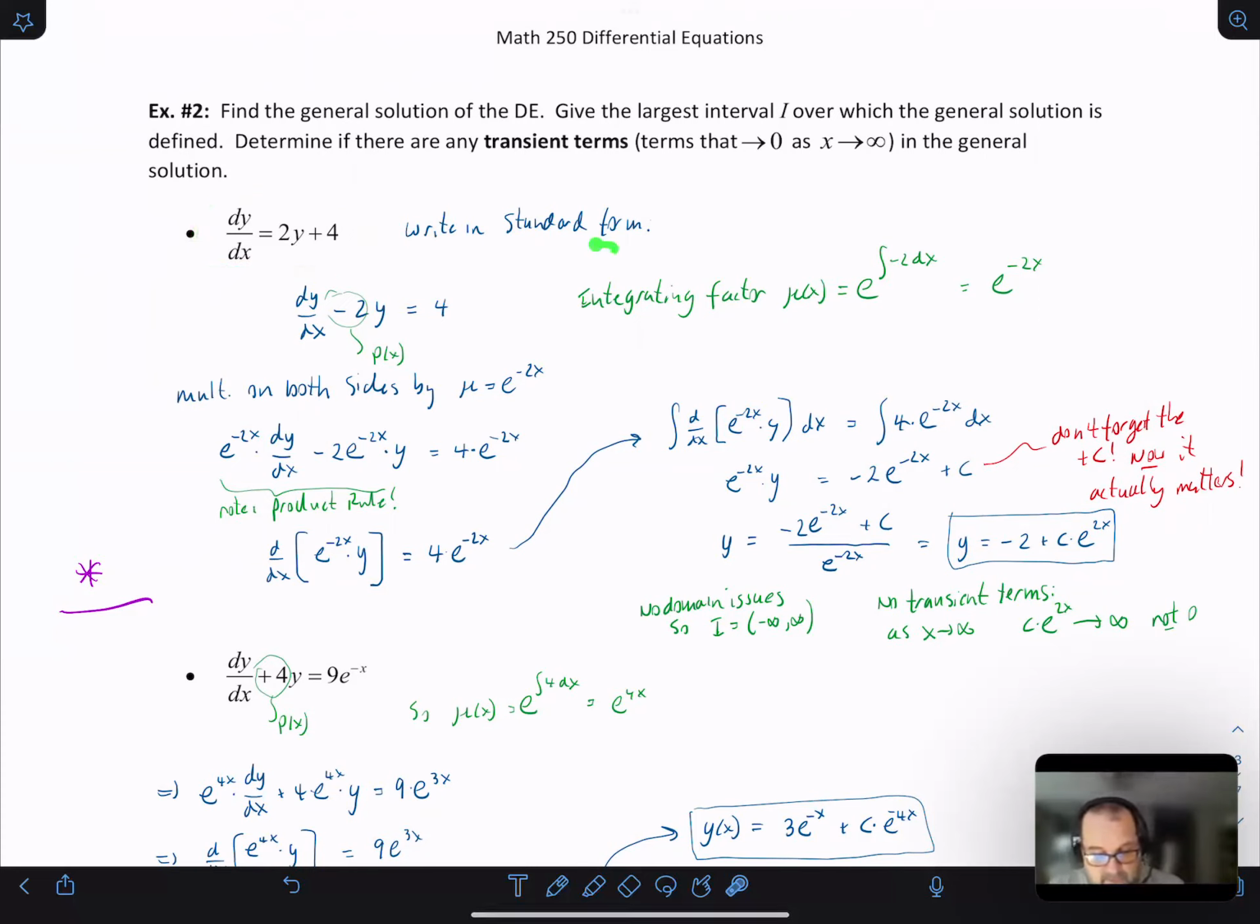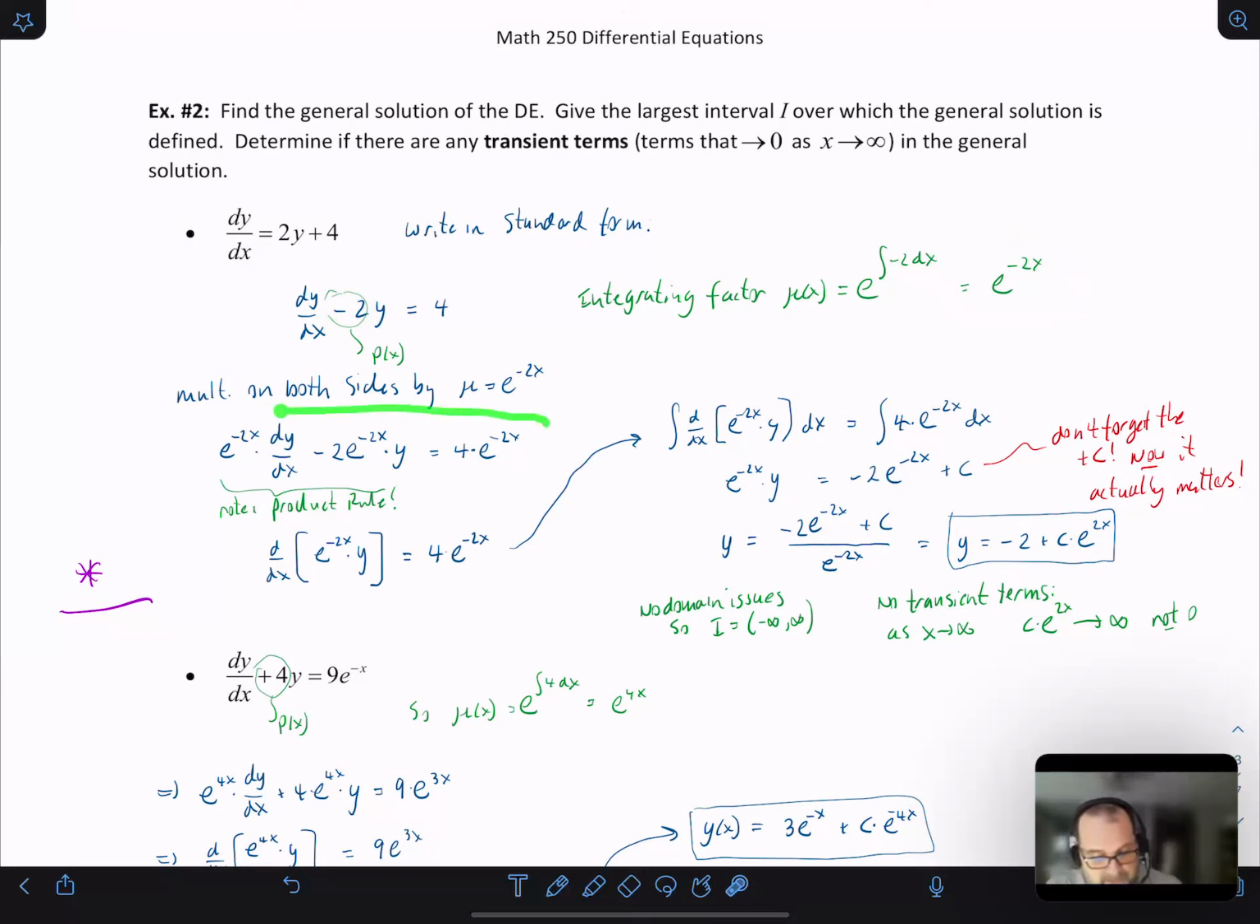So the first thing we do is write it in standard form. In this case, that's fairly easy. We just move the 2y to the other side. And then we can see that the p of x function here is just the constant function -2. So from this, we can come up with our integrating factor. The integrating factor will be e to the integral of -2 dx, and that is, of course, e to the -2x. This is our integrating factor.